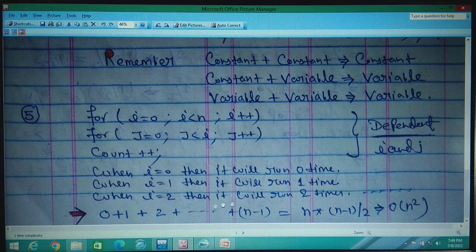So this is the summation of all natural numbers, that will be n into n plus 1 upon 2. That will be order of n square. Overall, the last one is n minus 1 because this is n. This loop will work till n minus 1, not n times. Because it is starting from 0, it means total n times. So your total time complexity is order of n square.